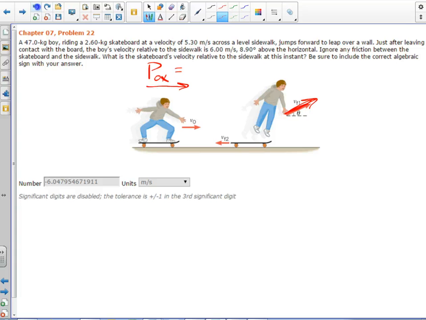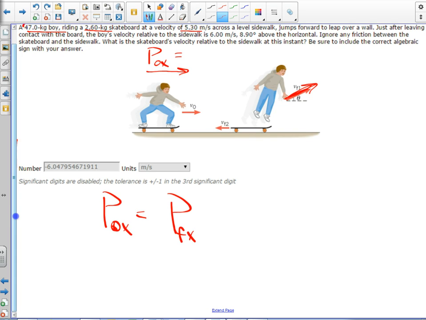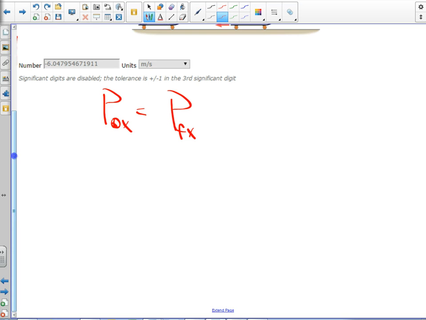So initially we have a 47 kilogram kid riding this much of a skateboard. So they're all one object. So we're going to look at that total mass at a velocity of this. So the original momentum, which happens to be all in the x, has to equal the final momentum, all in the x. Just worry about the x in this case. So we have the total mass of the boy plus the skateboard times the original velocity.